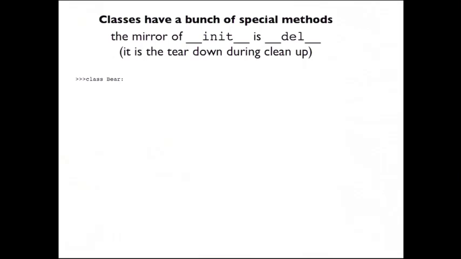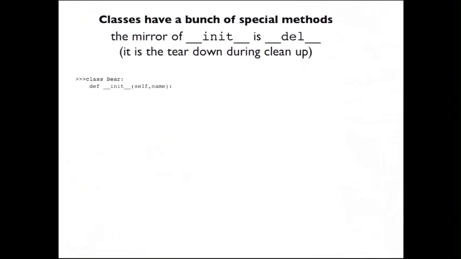The mirror of underscore init, the method that gets called when you instantiate a new one of a class, is underscore del. And that's really considered the teardown. This method gets called, you don't have to call it explicitly, it gets called for you during that garbage collection period. So let's see what that looks like.